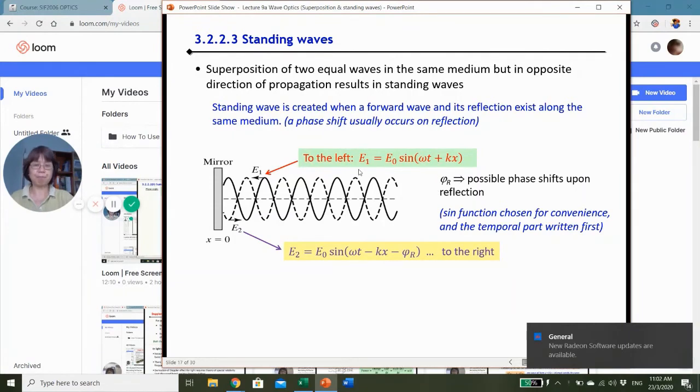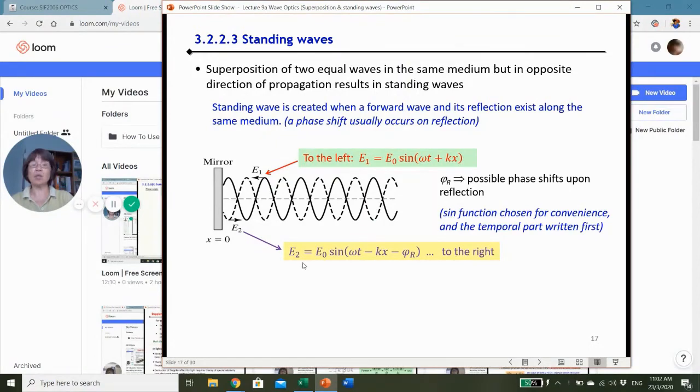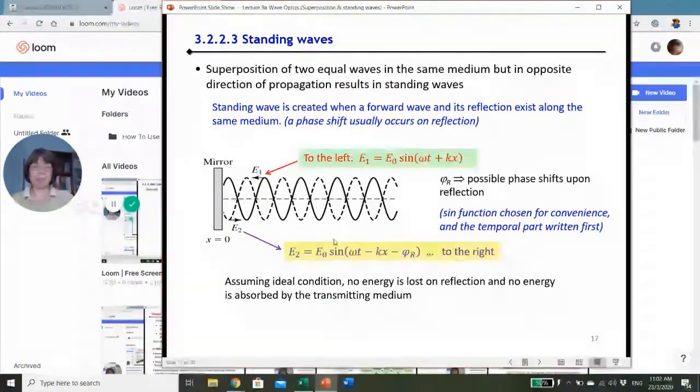The incoming wave is given as E0 sine omega t plus kx, the reflected wave given by E0 sine omega t minus kx, and we add the phase shift upon reflection. Now, we are choosing sine function for convenience and also writing the temporal part first, also for convenience. And of course, we assume no energy is lost upon reflection and no energy is absorbed when the wave is traveling through the transmitting medium. Otherwise, there would be attenuation.